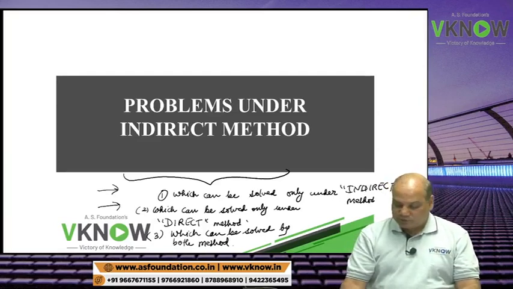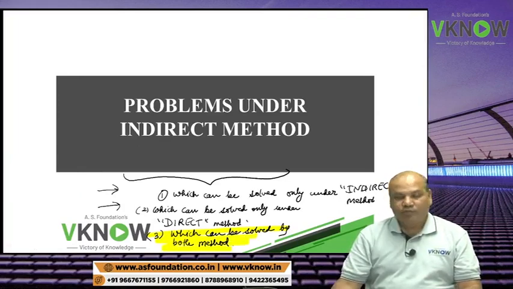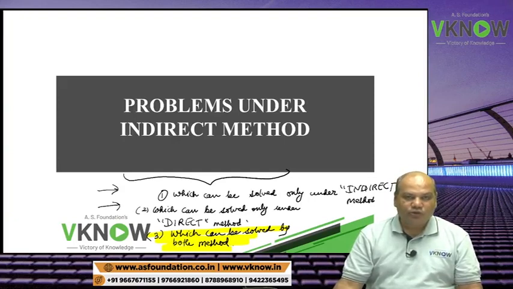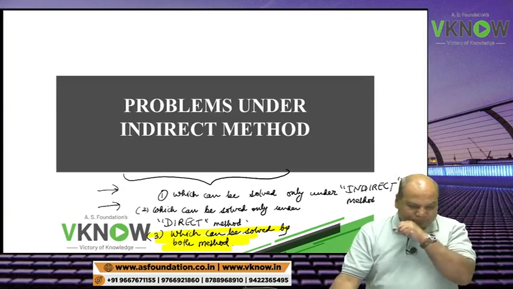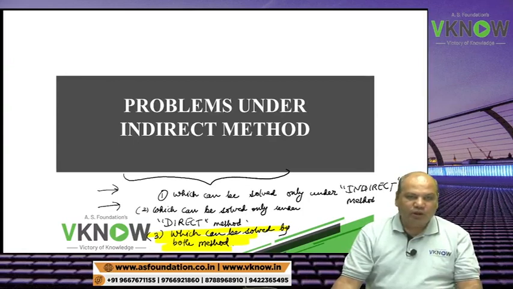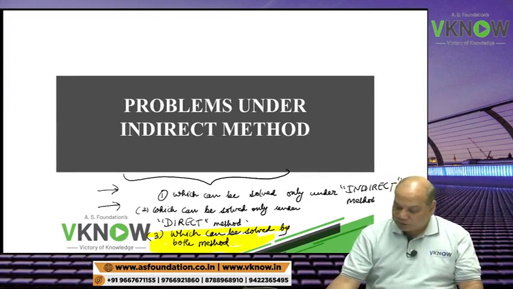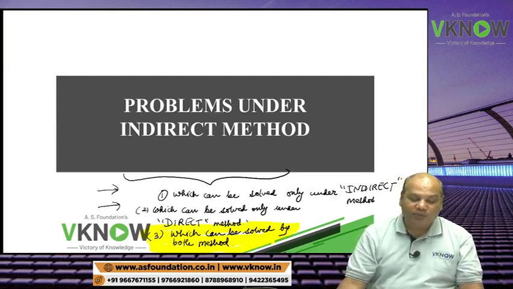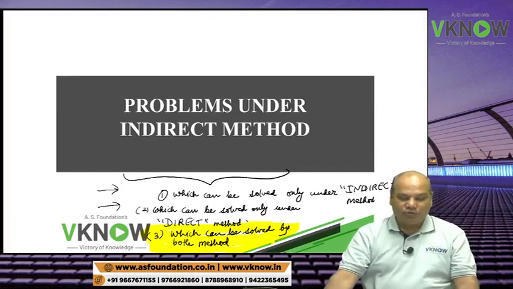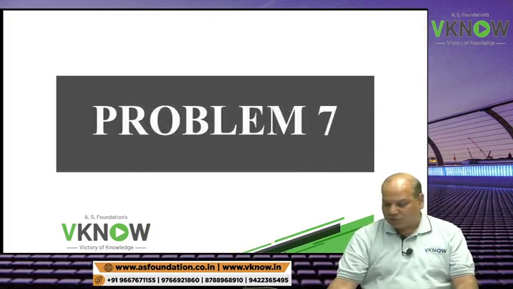Now the student will ask me, suppose I get a question which can be solved by both the methods, and the question is silent about the method to be used. In that case, the student will have to write the assumption and accordingly either apply direct method or indirect method. It is really difficult to say which method you should apply when the problem is silent and can be solved by both methods. So write an assumption and solve.